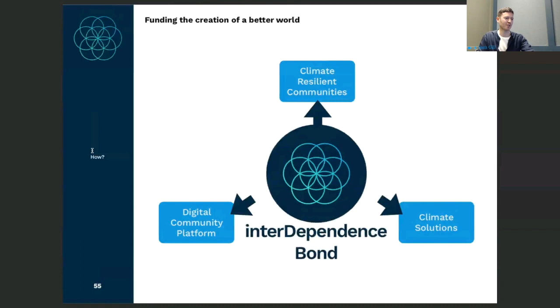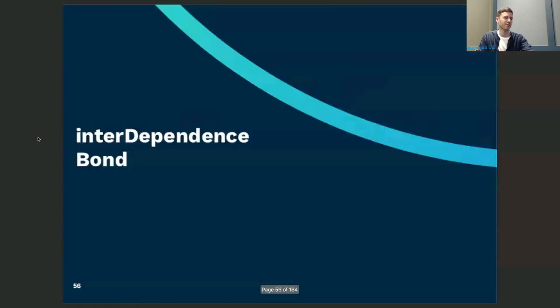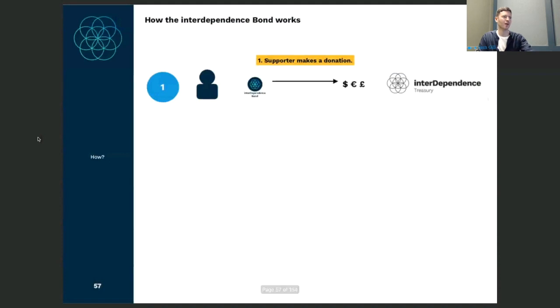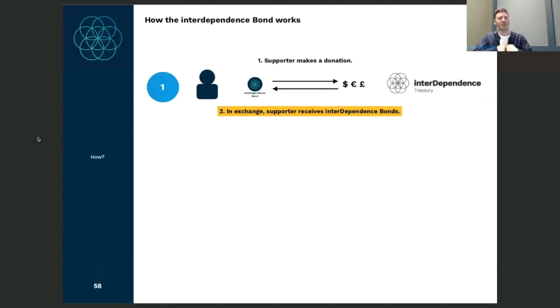So let's talk a bit more about the bond, how it works. Okay, so first of all, somebody makes a donation, and that money is then received by the Interdependence Treasury, which has been set up specifically to manage funds and also to issue interdependence bonds. The only time that these bonds are issued is when somebody is making a donation.